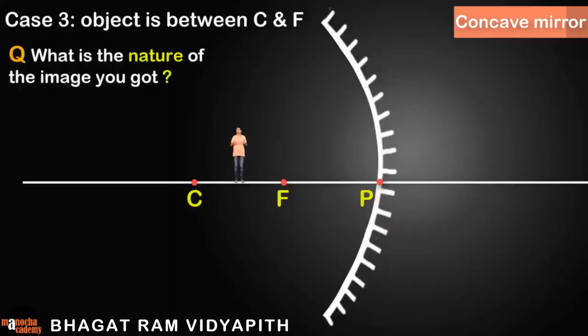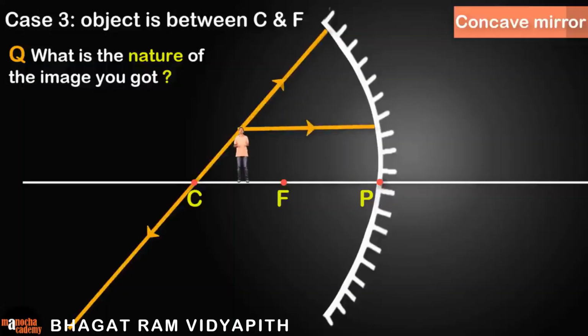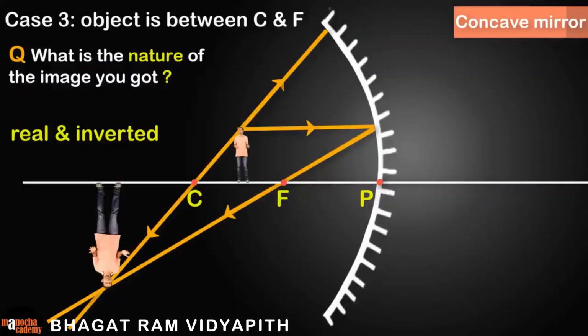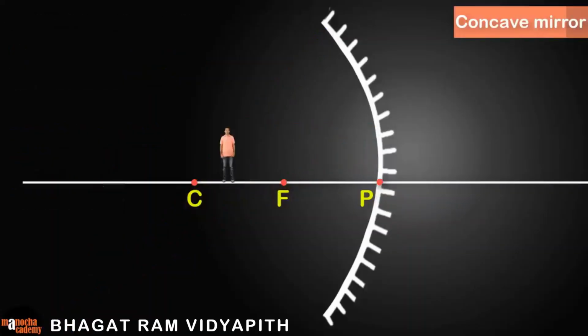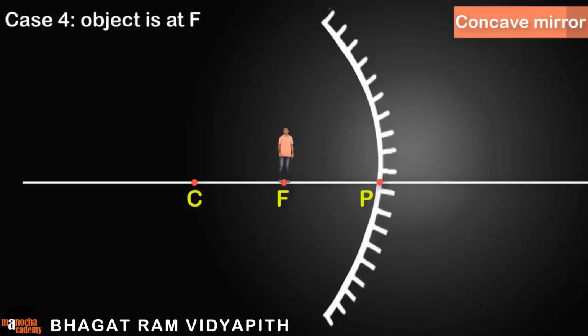So what is the nature of the image you got? That's right. The correct answer is it's a real and inverted image that's magnified. So this is the ray diagram, and as you can see, the position of the image is beyond the center of curvature. Now I'll move ahead and I'm going to stand at the focus of the concave mirror.